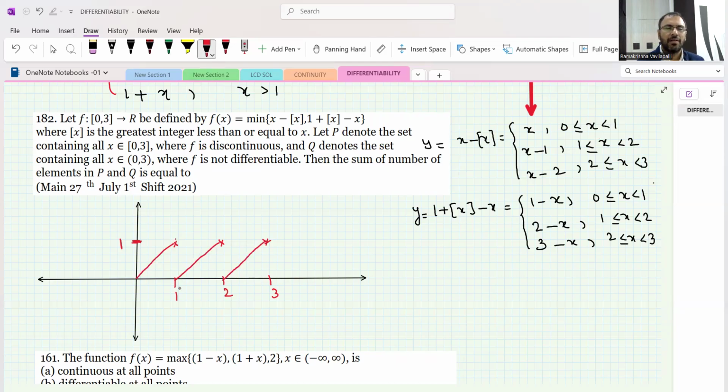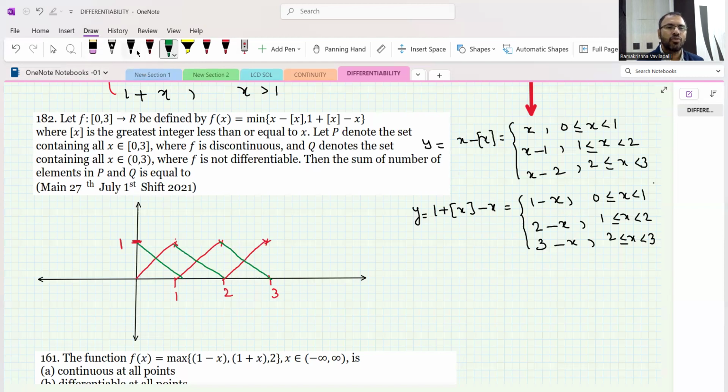Now you see that y equal to 1 plus integral part of x minus x equals 1 minus x between 0 and 1. So what is the x-intercept? The x-intercept is 1, putting y equal to 0. And if you put x equal to 0, you will get the y-intercept is also 1, and the slope is minus 1. So here the graphs will be like this. We have drawn it. All right.